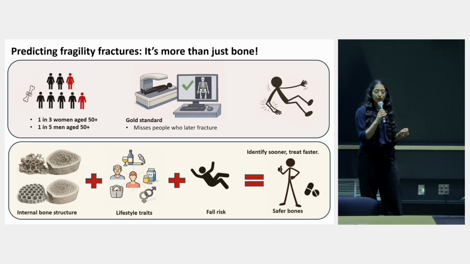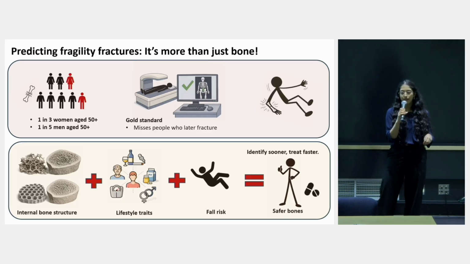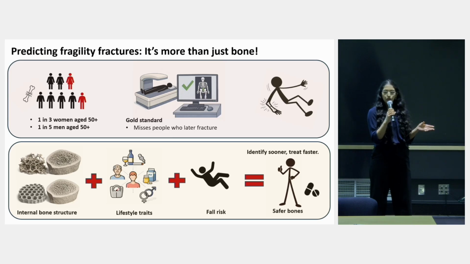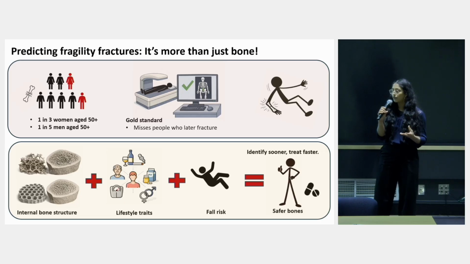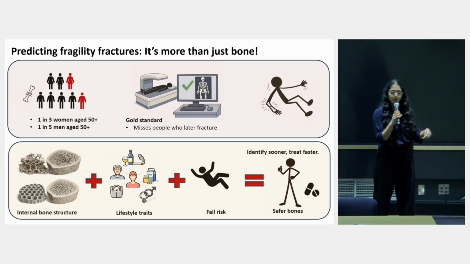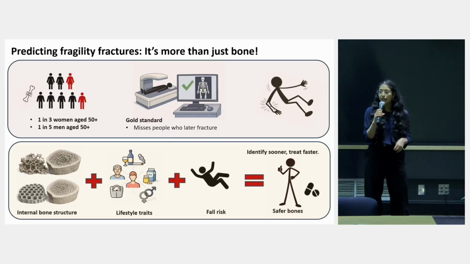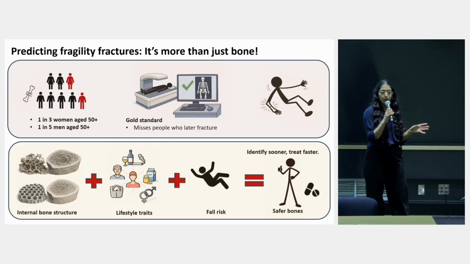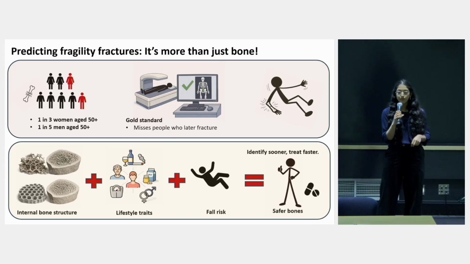However, this still doesn't paint a complete picture. When we look at this internal structure of bone and pair it with clinical risk factors, which are the lifestyle factors that describe the person surrounding the bone, their age, their sex, weight, even their activity, we can get a better idea of if they're likely to fracture. And we can put those two inputs into our fracture prediction models. Still, we can do better.